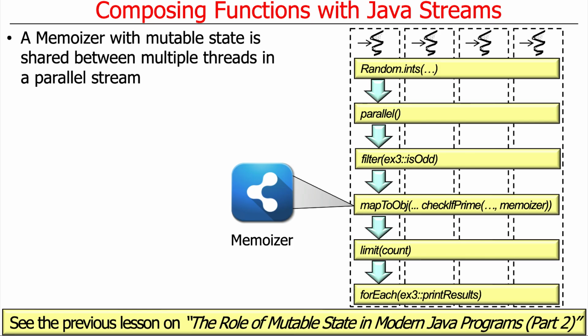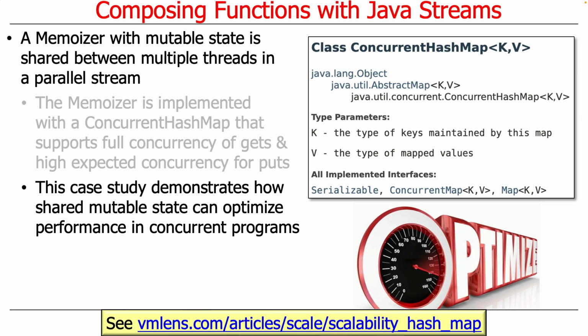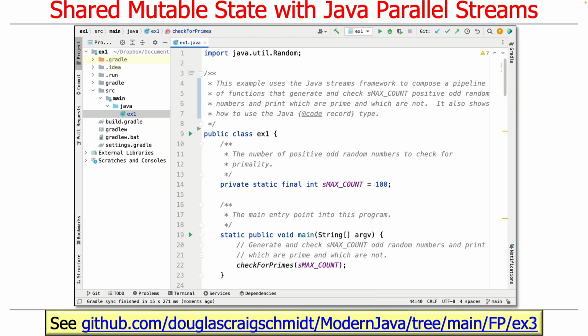The secret sauce behind all this is something called a memoizer, which is mutable state that's shared between multiple threads in a parallel stream, as we discussed in the previous lesson. And the memoizer itself is implemented using a concurrent hash map that supports full concurrency of gets and high expected concurrency for puts. And this case study therefore demonstrates how shared mutable state can be used to optimize performance in concurrent programs. And the code that we're going to look at is available in the ex3 project in the FP folder in my Modern Java GitHub repository.